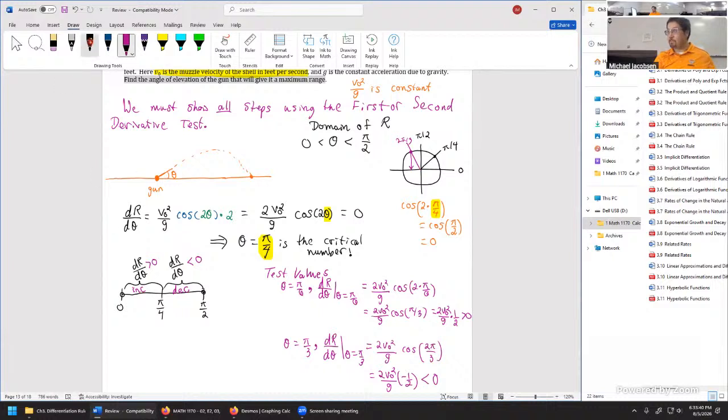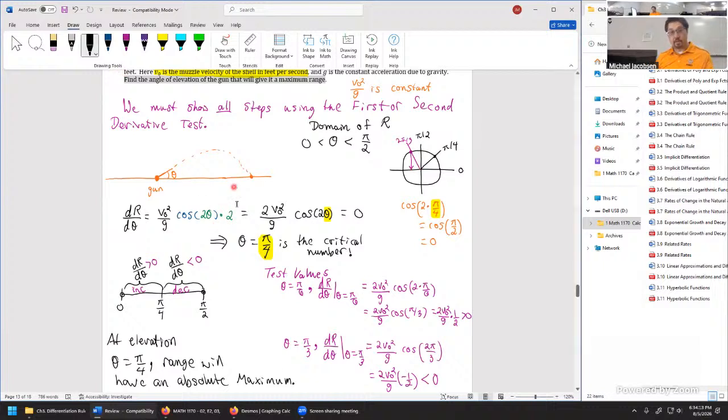So we're just about there. We just need to state our conclusion. At elevation theta equals pi over 4, range will have an absolute maximum. You could say by the first derivative test or the second derivative test if you used it. But if you didn't say it on this final exam, I'll know which test you used. That would be fine to end it just right here.